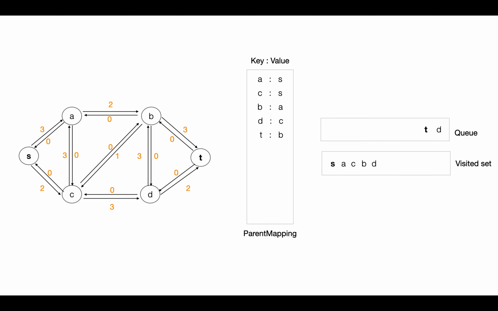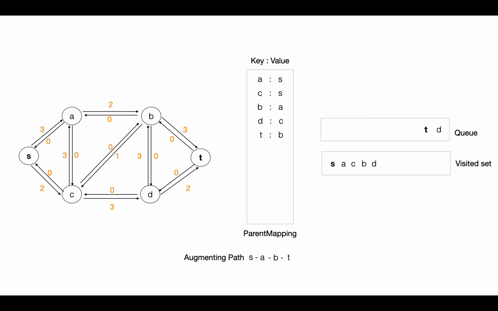So now this parent mapping is going to help us construct the augmenting path. We start from the sink and then we go all the way to the source to find out the augmenting path. So we reached T through B, and then we came to B through A, and we came to A through S. So this gives us the augmenting path. Now this path is from sink to source. Now we reverse it to get it from source to sink.